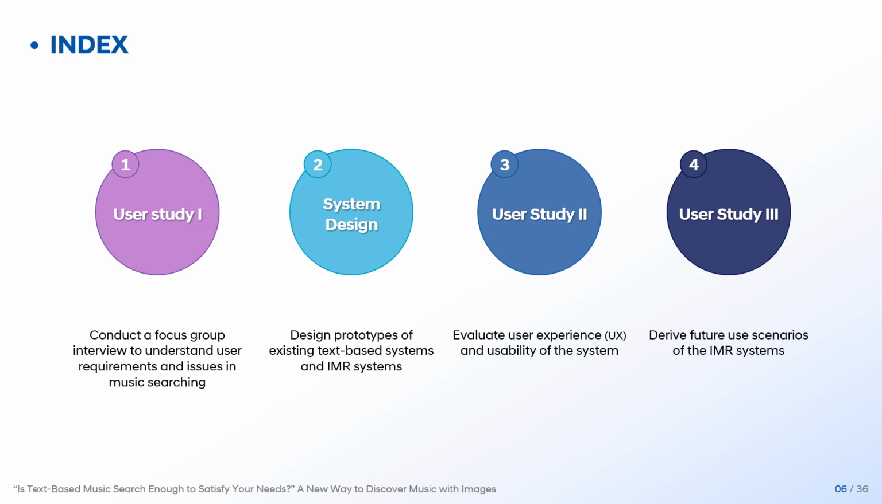So, we aim to develop an image-based music search system, so-called IMR, and compare it with a text-based system in 4 steps. First, conducting focus group interviews to understand user requirements and identify issues with existing systems. Second, designing prototypes for both IMR and text-based systems based on SIGCHI insights. Third, evaluating user experience and usability of the prototypes. Fourth, deriving future research scenarios for IMR through participant engagement.